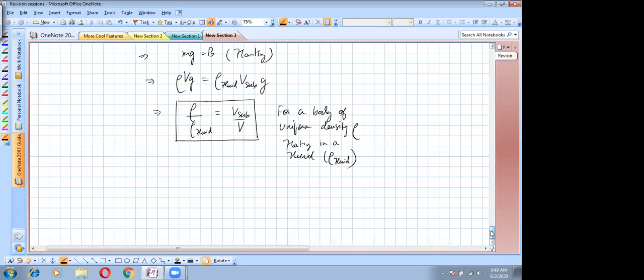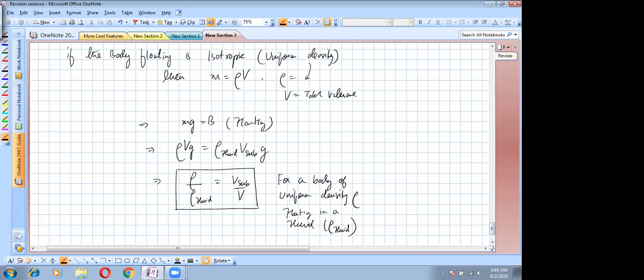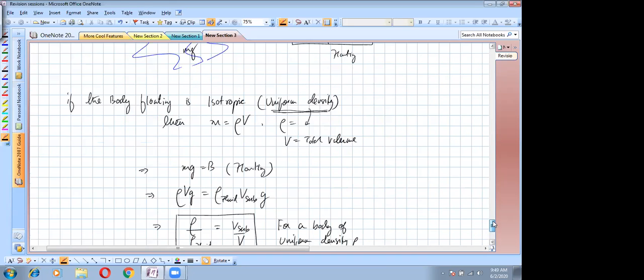Okay. But we should remember that this equation, volume submerged upon total volume, is the ratio of densities only when the body floating is of uniform density. If it is of non-uniform density or if it has cavities or something, then it's a different matter. Okay.